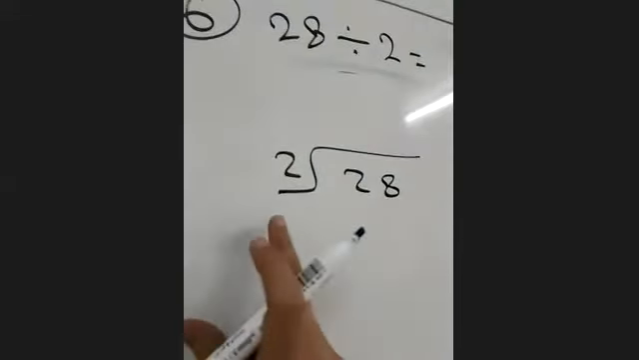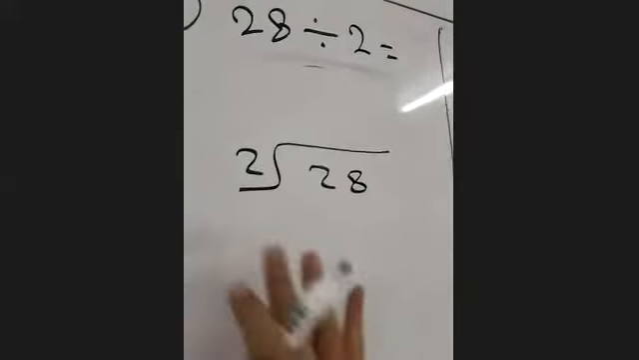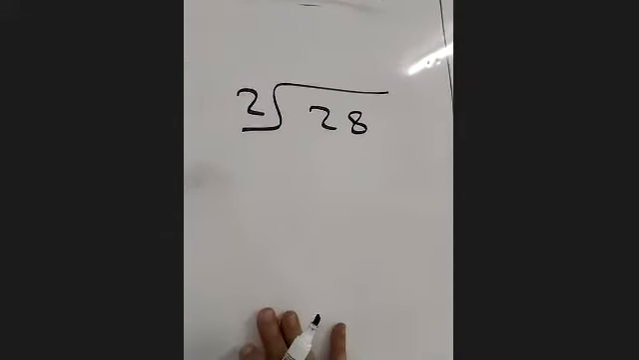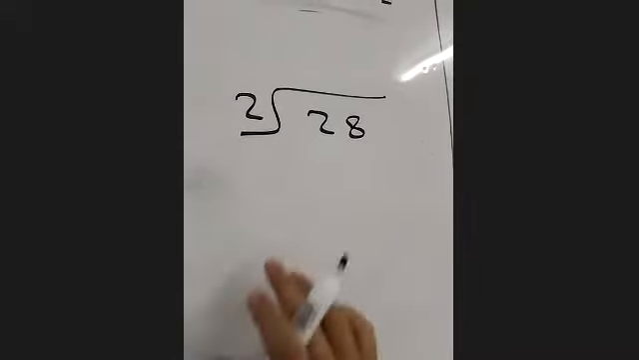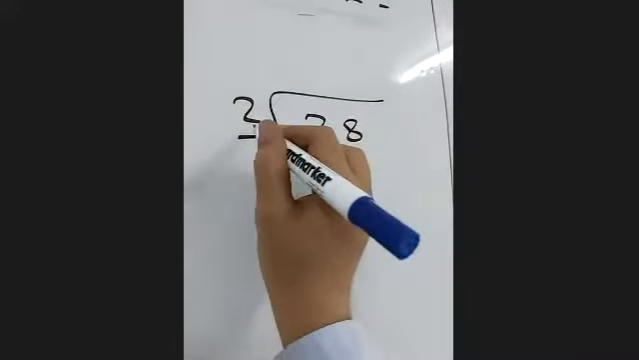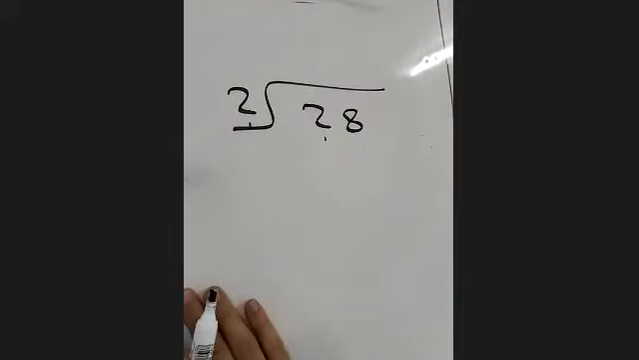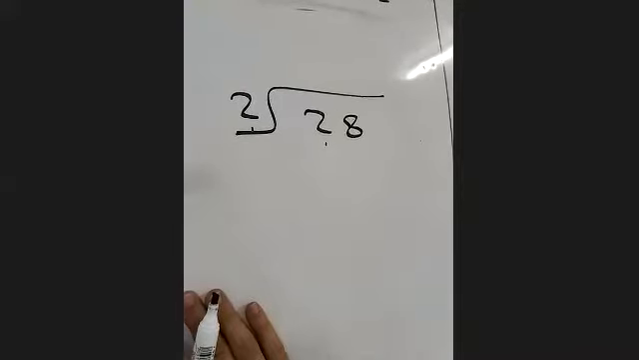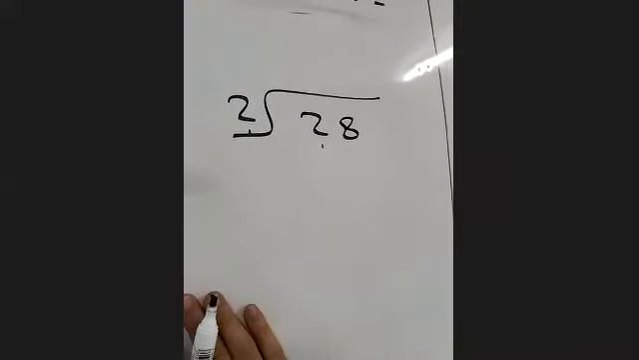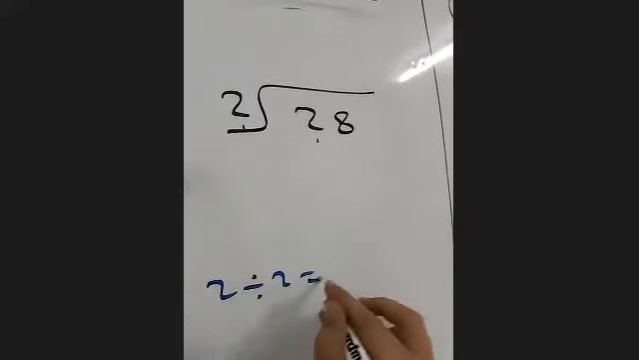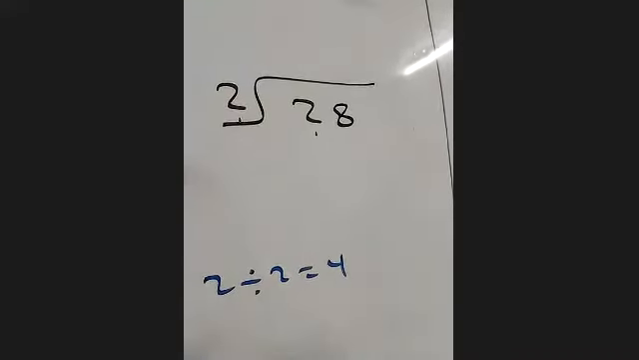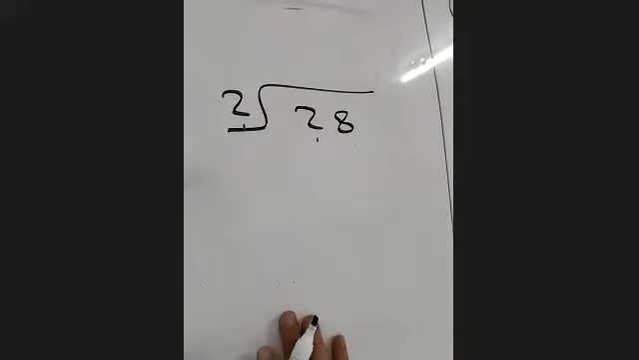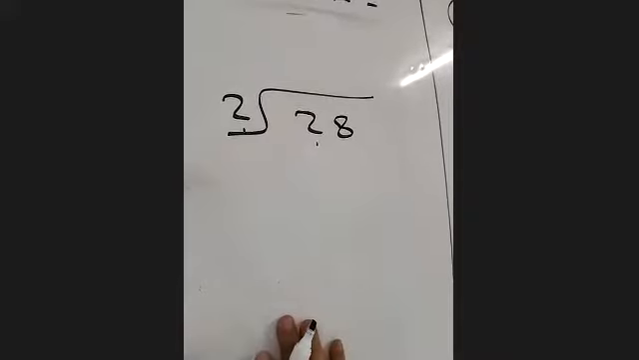I make the long division. Let's do it, yalla. Can you tell me from where we start and what we do? We start with 2 divided by 2. Mumtaz. How much is 2 divided by 2? Is it 4? No. 2 divided by 2 is 1, ya Muhammad.